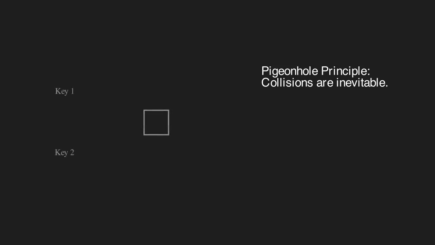By the Pigeonhole Principle, since our key space of 1 million is much larger than our array size, collisions are inevitable. When two distinct keys hash to the exact same index, we need a strategy to store both. We will use a technique called chaining.